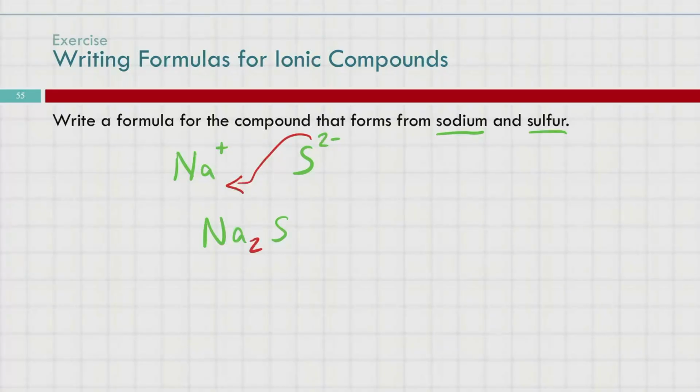And if we wanted to check our charges, we've got 2 sodiums, and they've got a 1 plus charge each. So we've got a total of 2 plus. We've got 1 sulfur that has a 2 negative charge, 2 plus, 2 negative. Those cancel out. We've got a neutral formula.